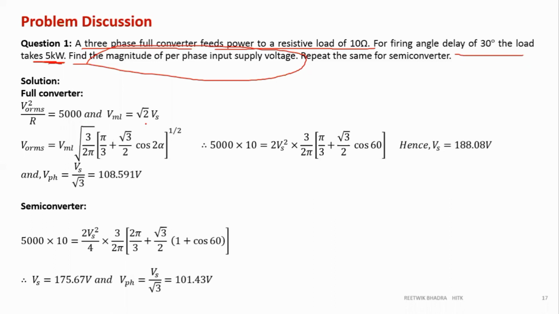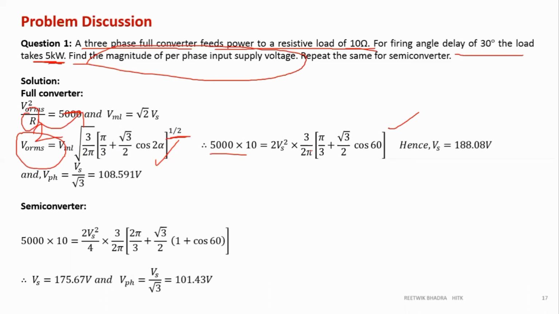VML is equal to root 2 Vs. V naught RMS is the formula which we had already done in the previous lecture. I have just copied it and written it over here and am putting in the formula. What will be Vrms? There is a square root over here, so you can square both sides, and the square root has vanished. This has become Vrms square, so Vrms square is 5000 into R. What is R? 10. So 5000 into 10.